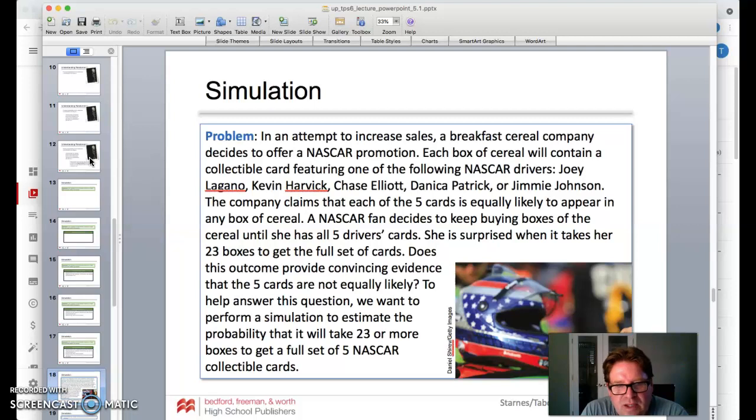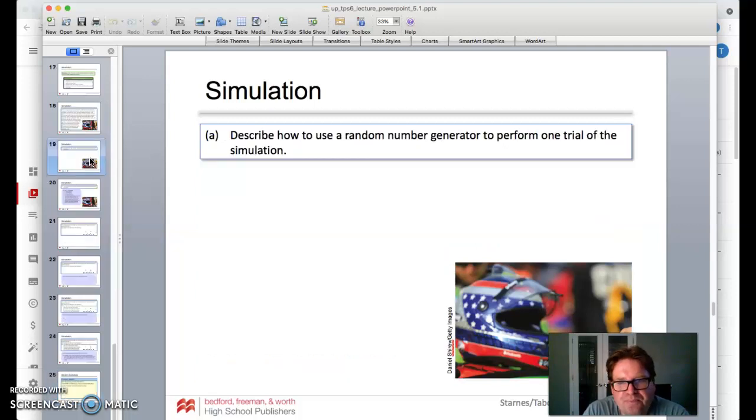Now, she is surprised when it takes her 23 boxes to get the full set of cards. Does the outcome provide convincing evidence that the 5 cards are not equally likely? To help answer this question, we want to perform a simulation to estimate the probability that it will take 23 or more boxes to get a full set of 5 NASCAR collectible cards. So we're going to set up a simulation. All right, so we want to describe how we would do that.